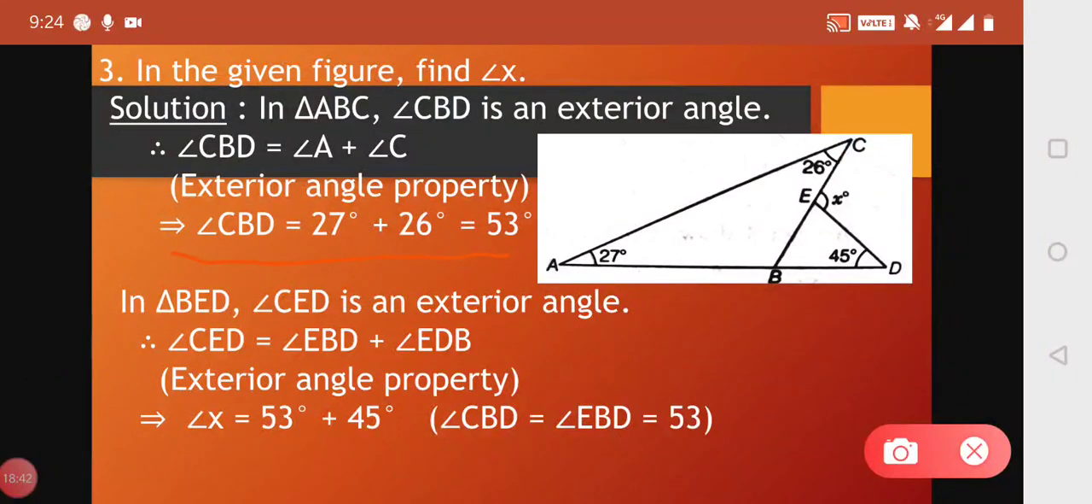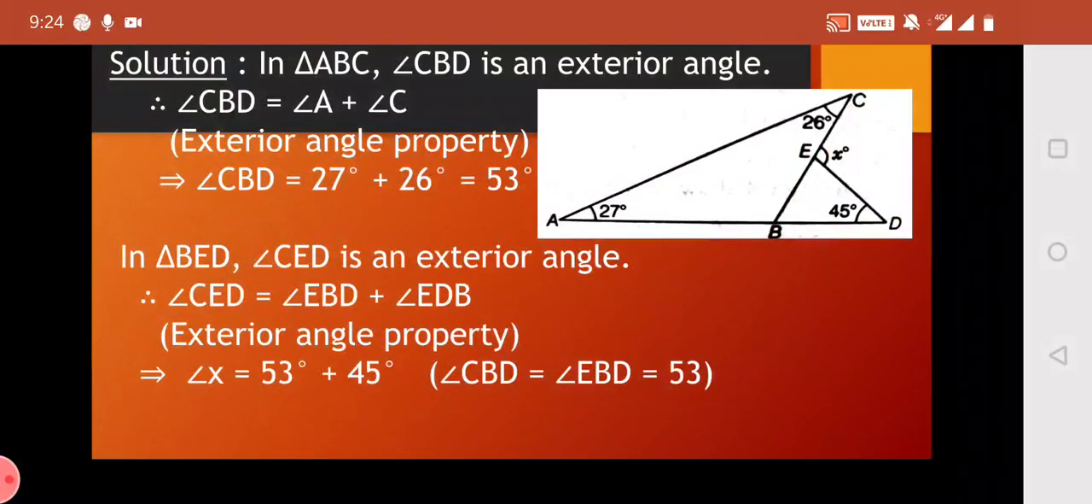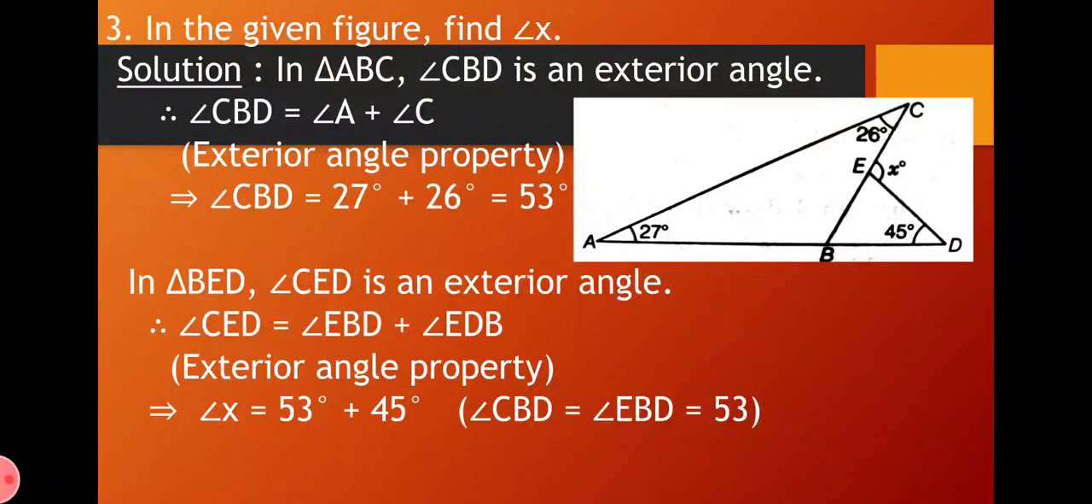Now CBD can be given the name EBD also. So we write angle EBD as 53 degree plus, already we can see in the figure that angle EDB is given as 45 degree. So angle X equals 53 degree plus 45 degree, that is angle X will be equal to 98 degree.